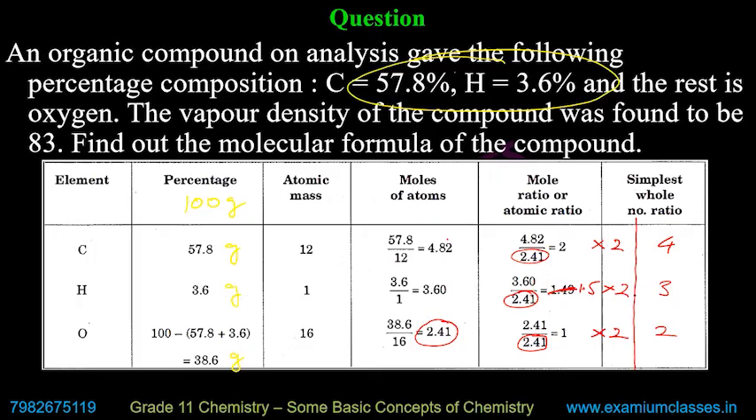Is that clear? 1.5 is close to 1.49, so that's why it is approximated. And then to get the simplest whole ratio, means integral ratio as whole numbers, we can convert 1.5 to a whole number if we multiply this by 2. So it means we will have to multiply every mole by 2.